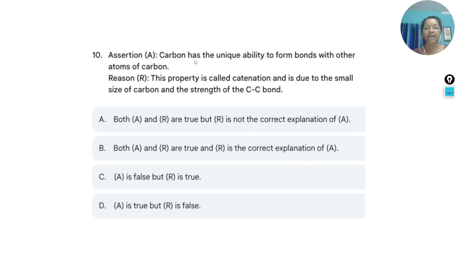Next, carbon has the unique ability to form bonds with other atoms of carbon. Correct, we know. Because this property is called catenation and is due to the small size of carbon and the strength of the C-C bond. Correct only. So A and R are true, but R is the correct explanation of A. Option B is the answer here.